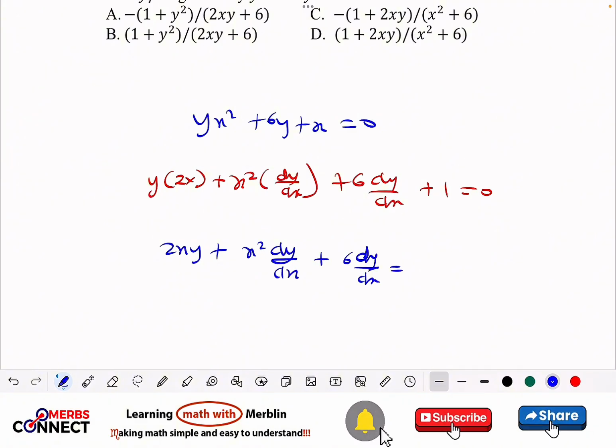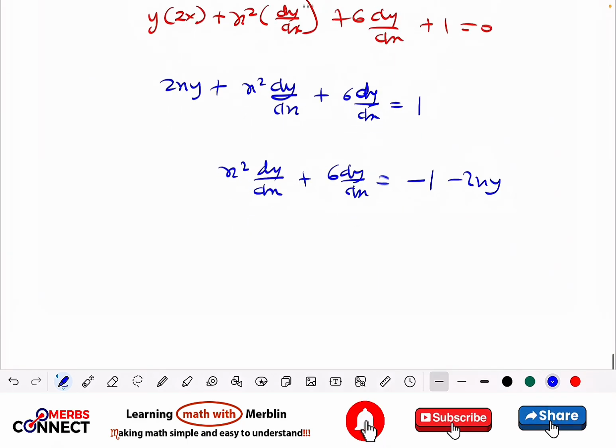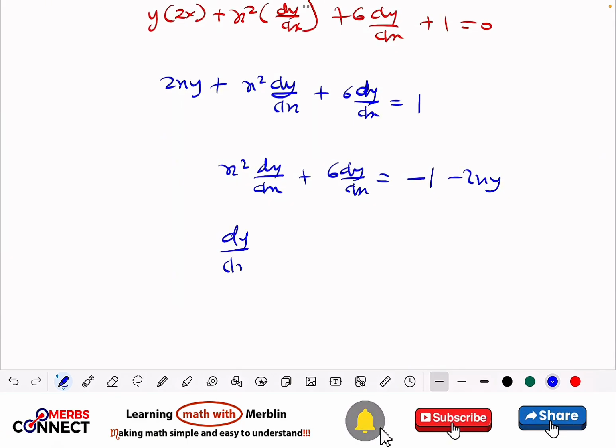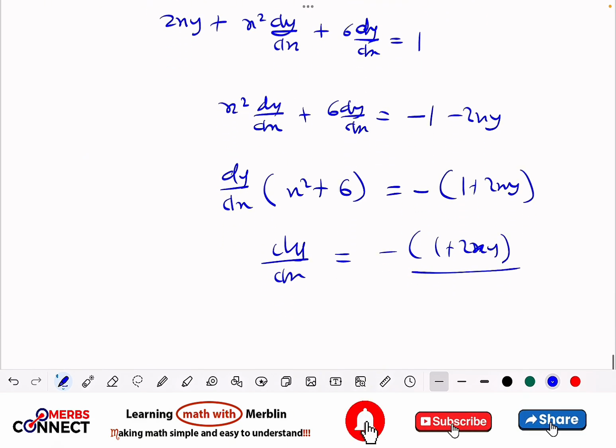which is equal to minus 1. So I'll move x squared dy over dx plus 6 dy over dx to the left, then move minus 1 and minus 2xy. Factor dy over dx out and have x squared plus 6, which is equal to, I can factor minus out, minus 1 plus 2xy. So dy over dx is equal to minus 1 plus 2xy divided by x squared plus 6.